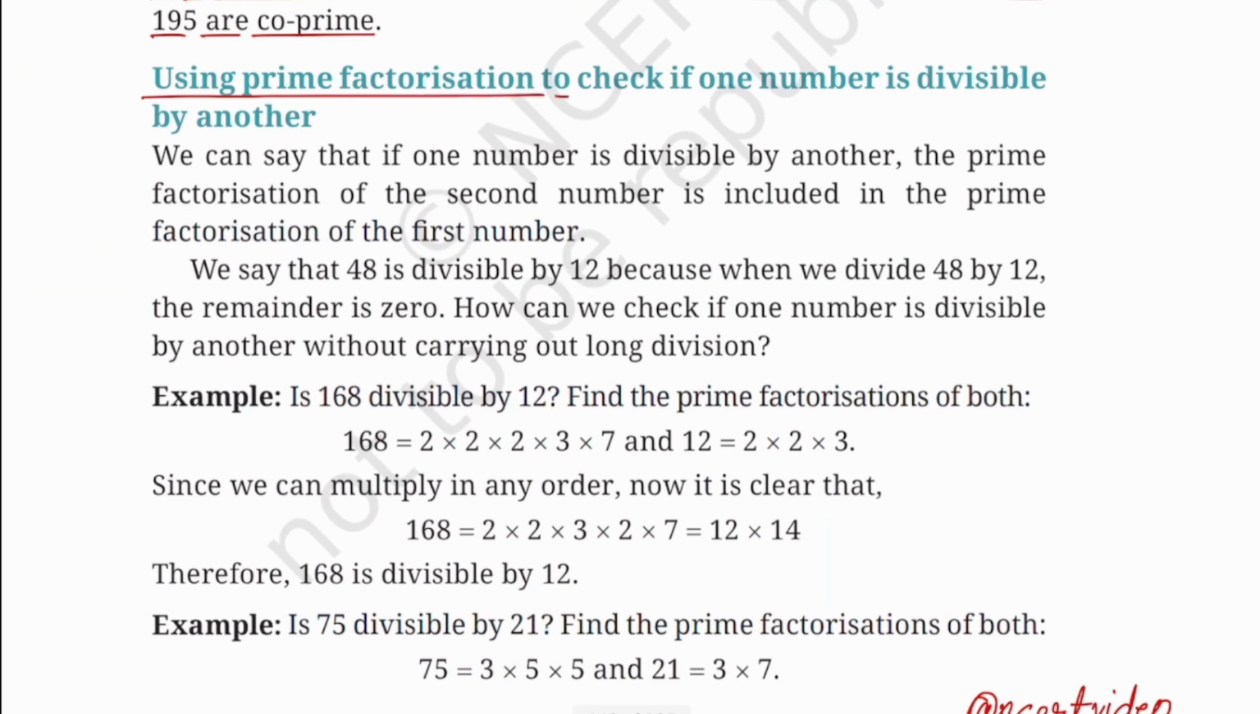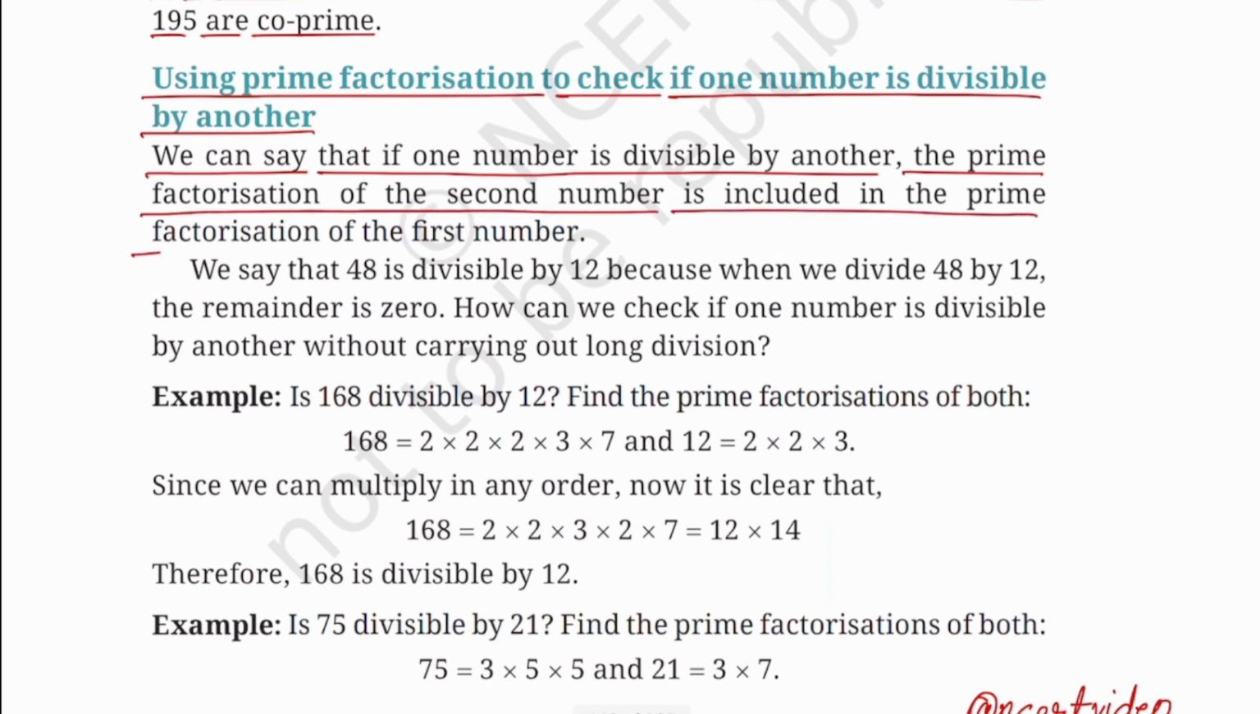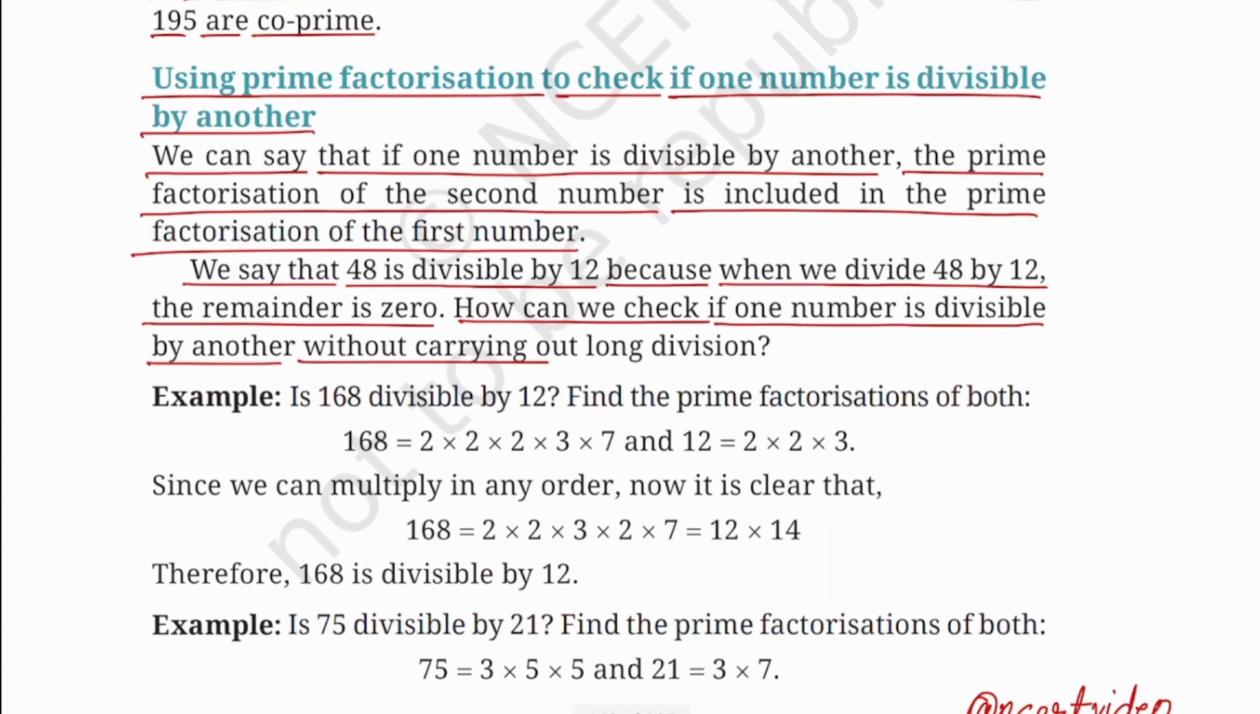Using prime factorization to check if one number is divisible by another. We can say that if one number is divisible by another, the prime factorization of the second number is included in the prime factorization of the first number. We say that 48 is divisible by 12 because when we divide 48 by 12, the remainder is 0. How can we check if one number is divisible by another without carrying out long division?